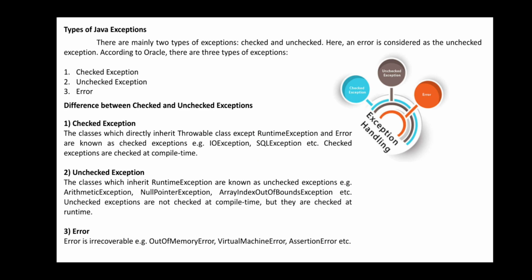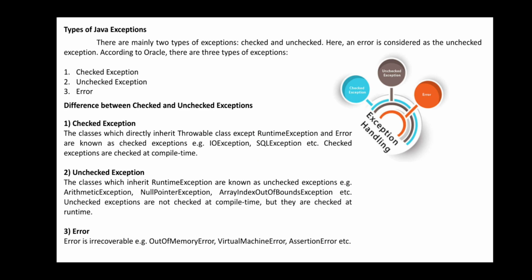According to Oracle, there are three types of exceptions. One is called checked exceptions, another one is called unchecked exceptions. So what does the checked exception say here? The classes which directly inherit the throwable class, except runtime exception and error, are called checked exceptions. Without any interference from runtime exception as well as error, we call them checked exceptions. They directly inherit the throwable class, like IOException, SQLException, etc.